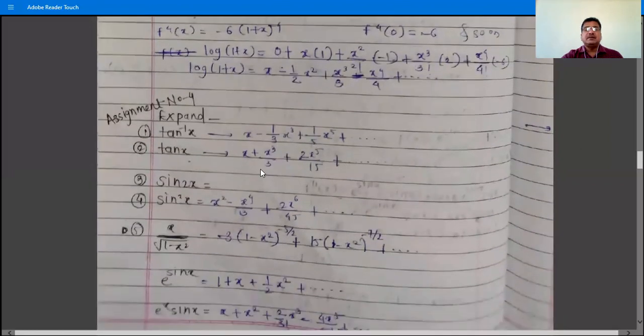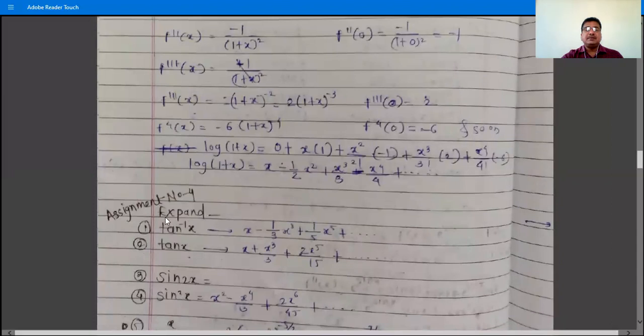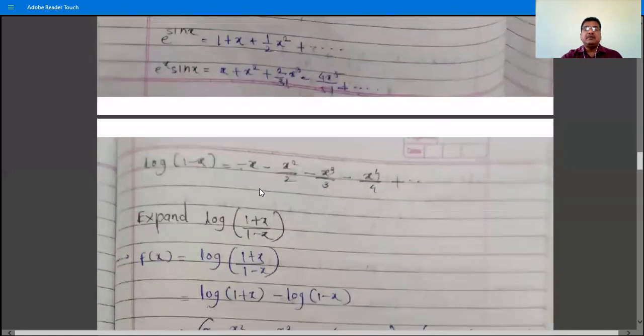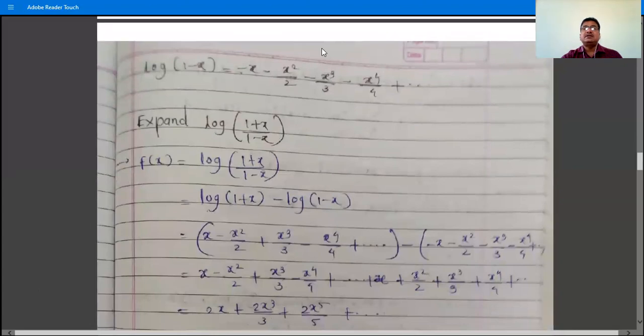Answers are given. Suppose f(x) is tan inverse x, then find f dash x, f double dash x, f triple dash x, and their values at 0. Tan x, same problem, same method, solve these problems. We will see the remaining problems on Taylor's theorem and Maclaurin's theorem in the next lecture.